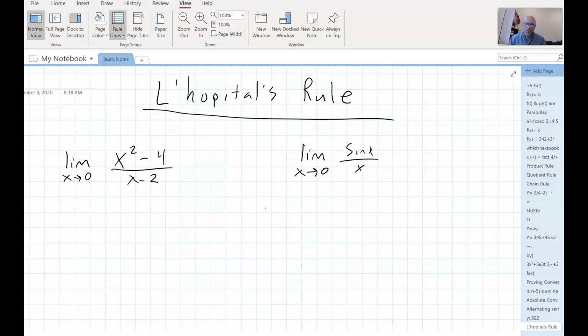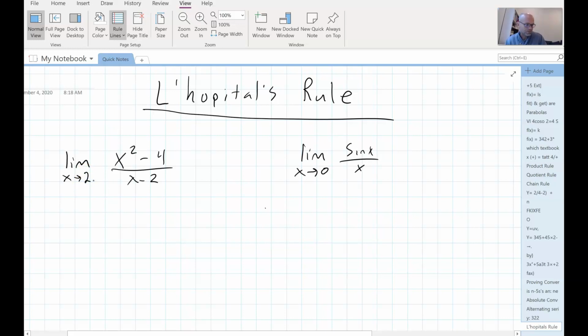But there's plenty of limits where we plug in the value that x is approaching and it doesn't give us anything. So for example, this one we're looking at right now, the limit as x approaches 0 of x squared minus 4 over x minus 2. Whoops, that one does give us something. I wrote that wrong. I meant for this to be 2.